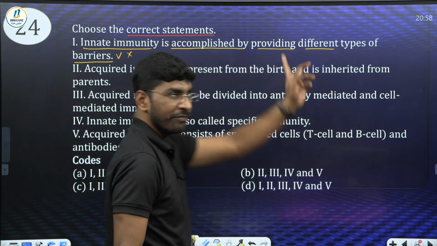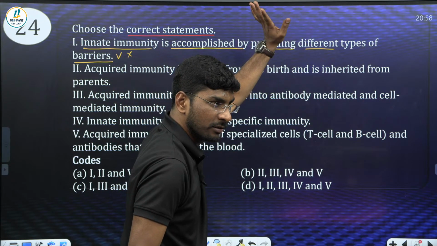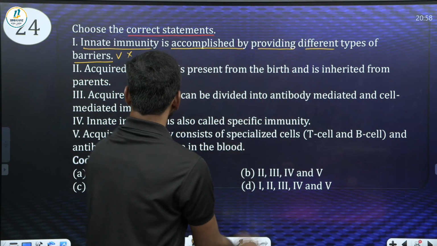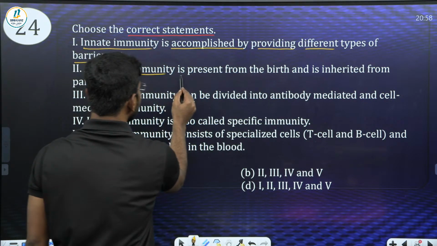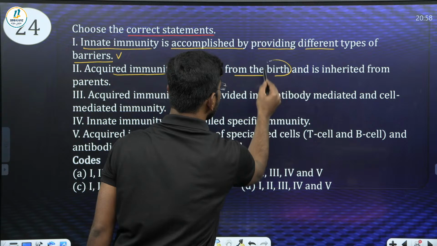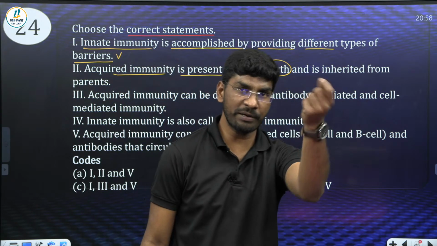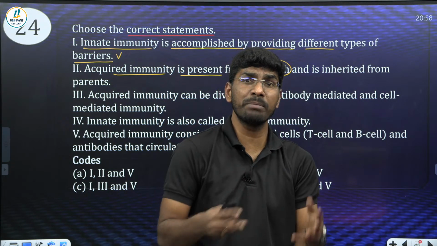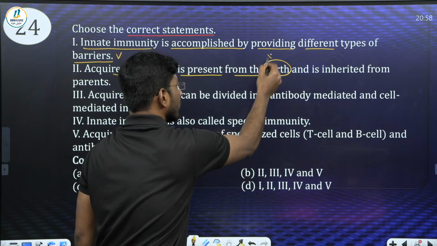Right. As different types of barriers are there, I am going with it as right. Am I correct? Are you there, kids? Statement correct. Next: acquired immunity is present from birth. Is it correct? Acquired immunity, other name is adaptive immunity, right? After birth we gain this immunity. So it's not correct.